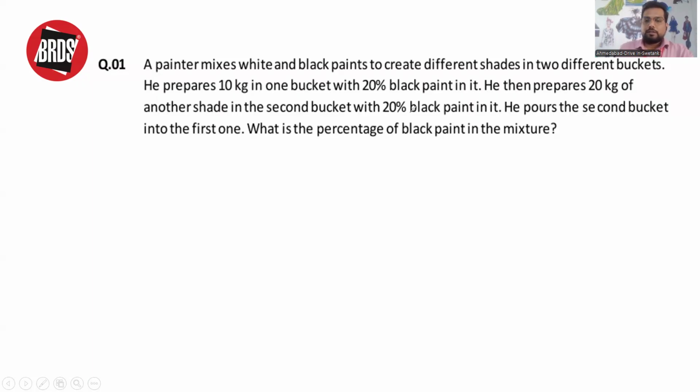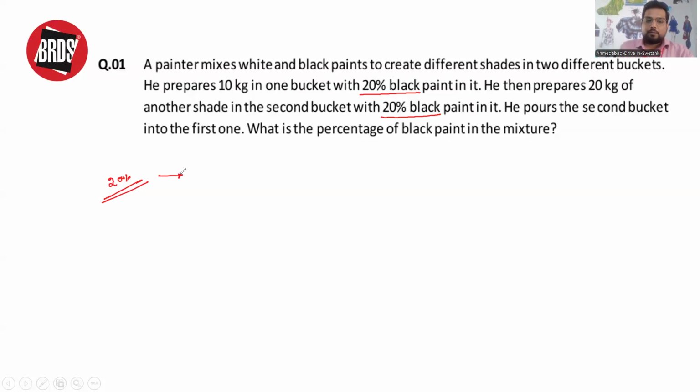In this one, it's a question of mixture where 20% is given to us in both of the shades. So directly we can mark the answer as 20%. If you're clear with the theories of the mixture and alligation chapter, you can directly give the answer as 20% in this particular question, and your answer would become 20.